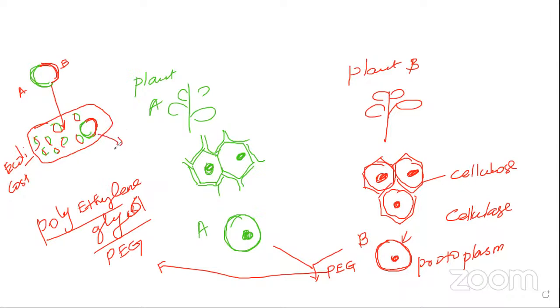Finally, it is introduced into the plant. How will the plant look like? This is how it will be. On the upper side, there is a plant, and on the lower side, you have different shapes. On the lower side there is a potato, and on the upper side there is a tomato.